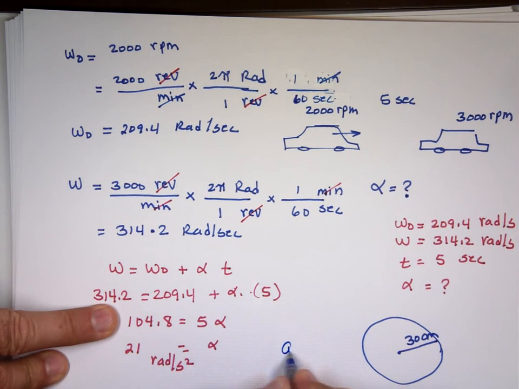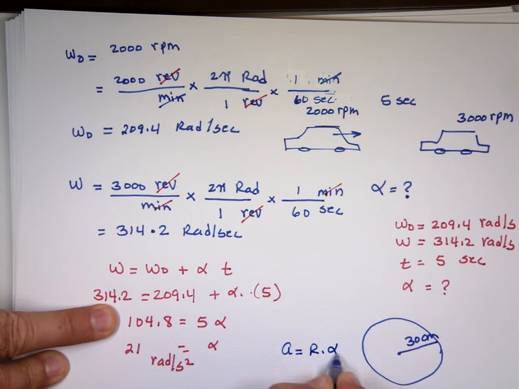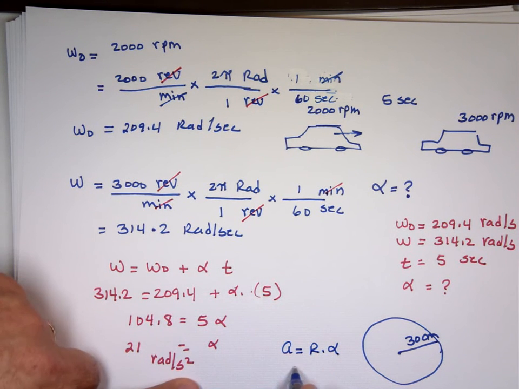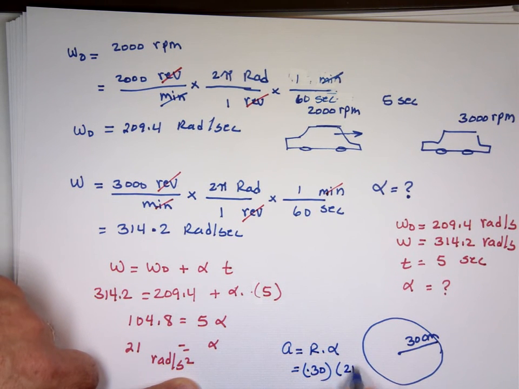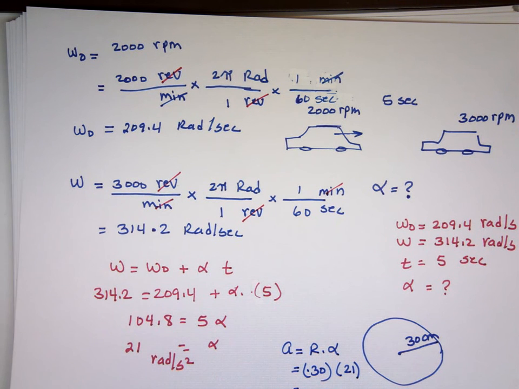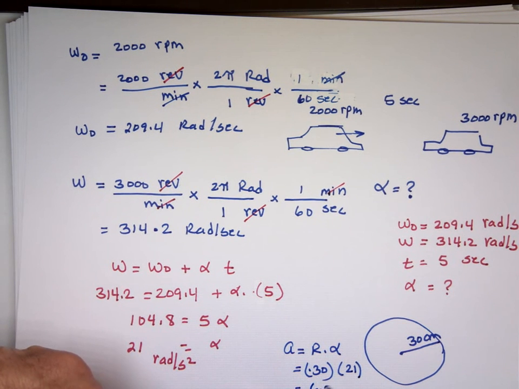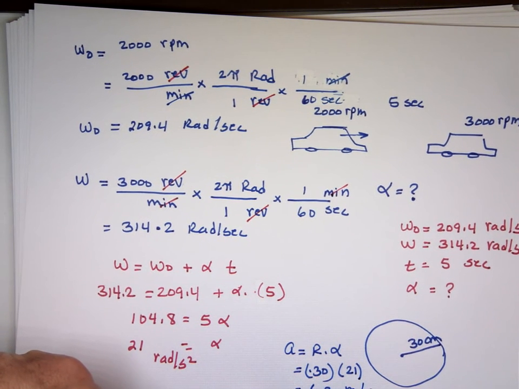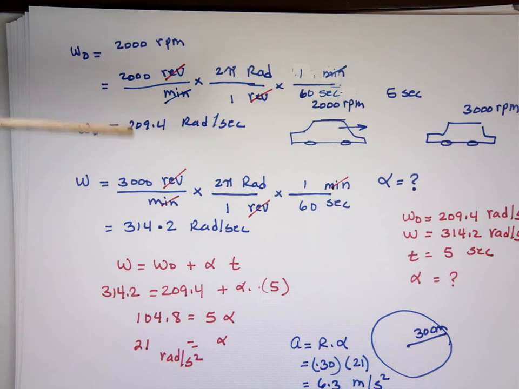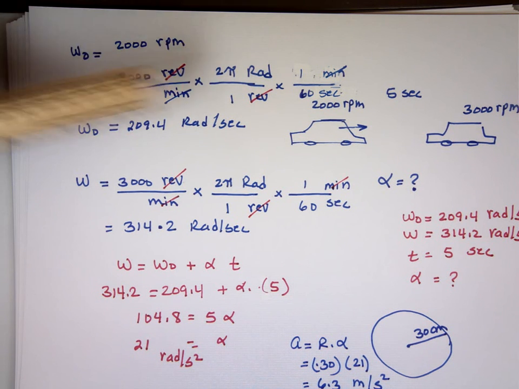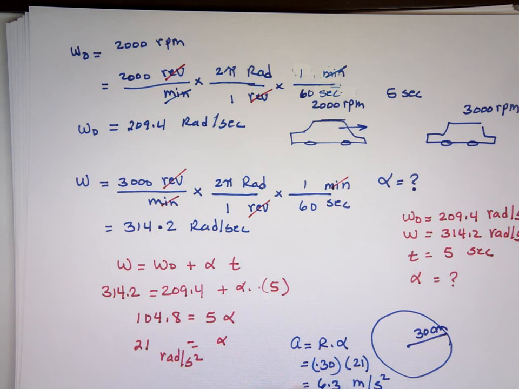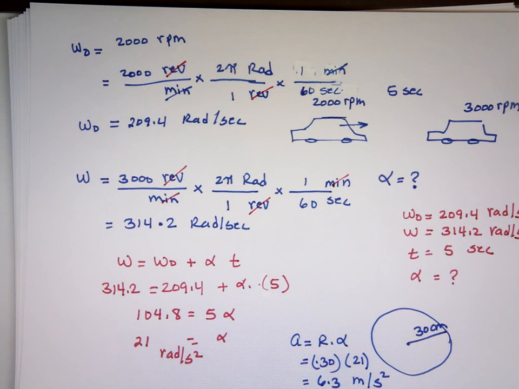A equals R times alpha. We know R is 0.30, and we know alpha is 21. That's roughly 6.3 meters per second squared. So when you stepped on the gas pedal, the acceleration of the car is approximately 6.3 meters per second squared. By knowing the angular acceleration and the size of the tire, we can tell you the linear acceleration.